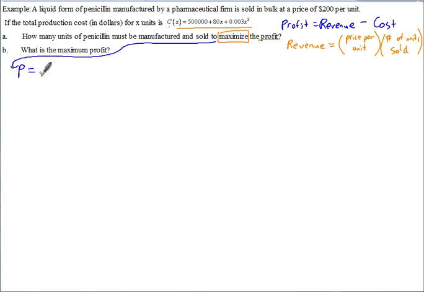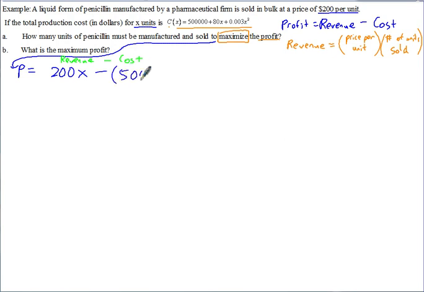So P would equal, well, it would be the revenue minus the cost. So the revenue in this case is the price per unit says $200 per unit times the number of units. It says we've got X units, so it would be times X. So since it costs $200 per unit, you multiply by how many units were sold to give you the revenue minus. They give you the cost function here, C of X. Just make sure you put it in parentheses.